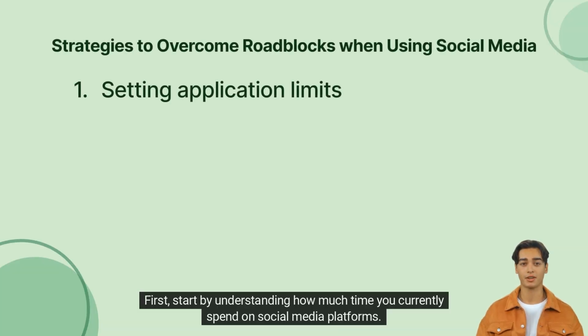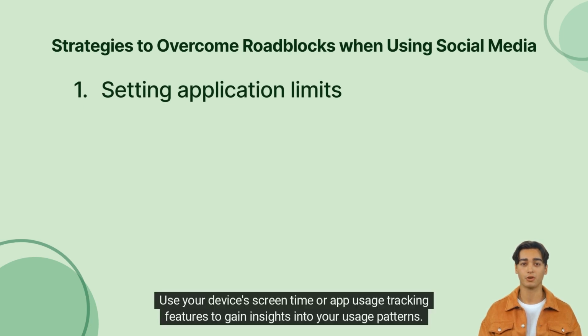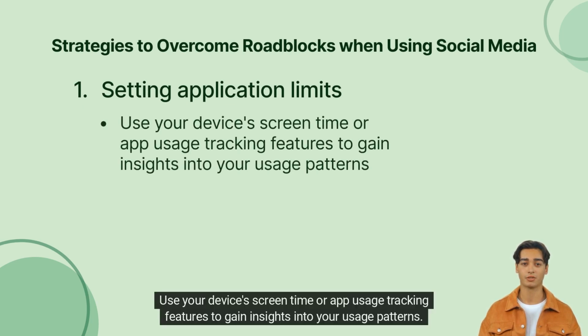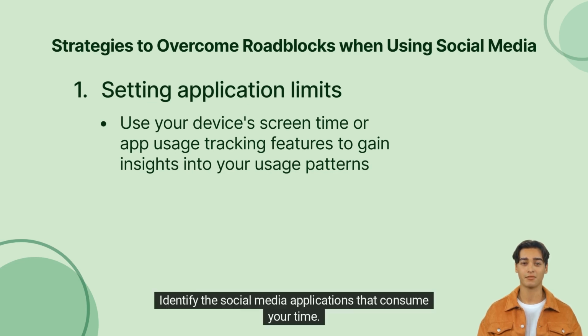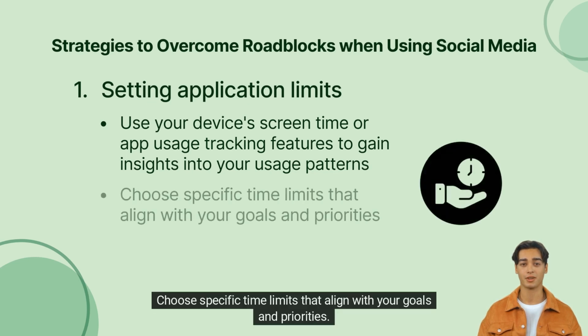First, start by understanding how much time you currently spend on social media platforms. Use your device's screen time or app usage tracking features to gain insights into your usage patterns. Identify the social media applications that consume your time. Choose specific time limits that align with your goals and priorities.